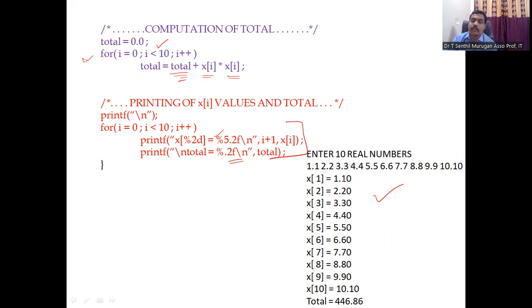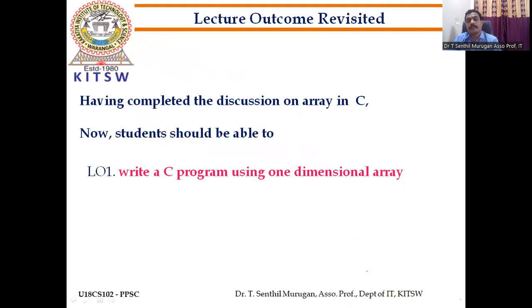x of 1 equal to, it will print the x value. The second one is x square, it will print 1.1 into 1.1. How will it multiply? Like this. So you can perform this operation. Finally, the total will be calculated and printed as the total.